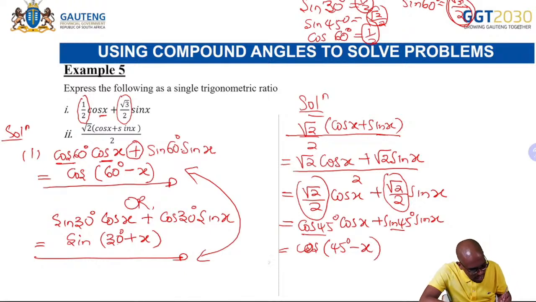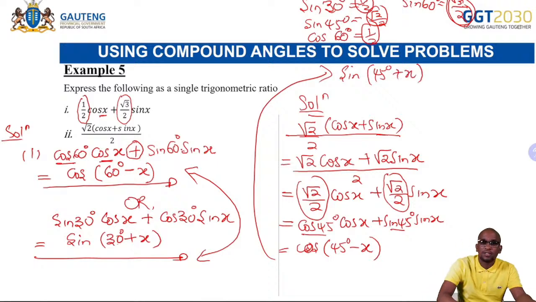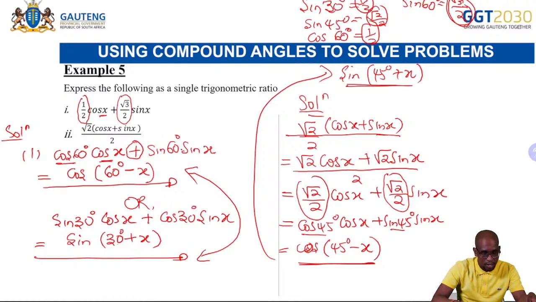Remember, if you decide to use the sine expansion, you'll be getting the sine of 45 degrees plus x. That's what you will get. It will still be correct because this answer is exactly the same as that answer there. Right. We move on, good people. I hope that you are acquiring these skills as we move.